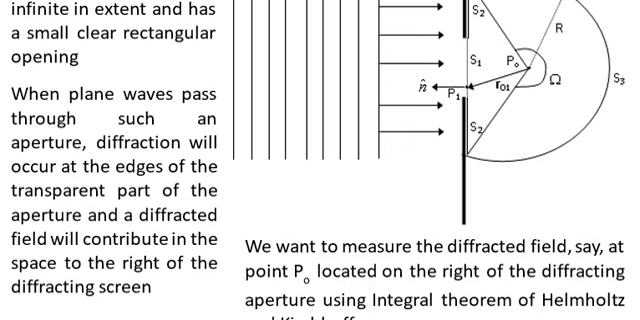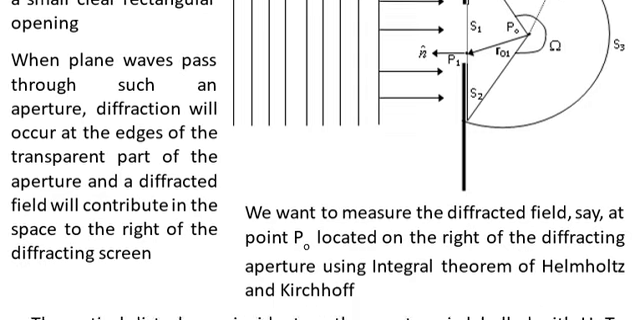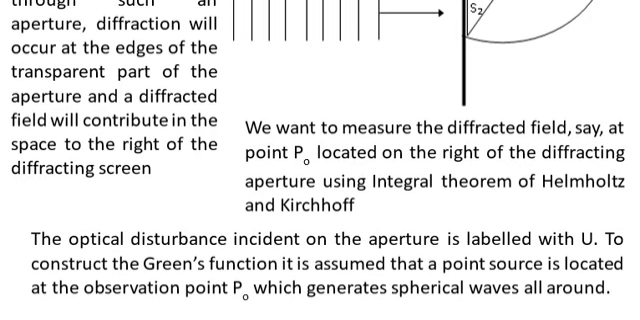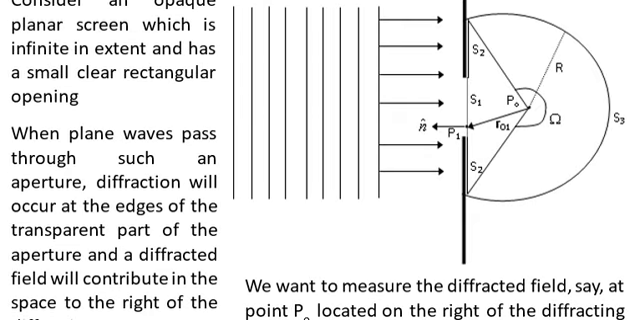When plane waves pass through such an aperture, diffraction will occur at the edges of the transparent part of the aperture, and a diffracted field will contribute in the space to the right of the diffracting aperture, that is at point P0. We want to assume the diffracted field, say at point P0, located on the right side of the diffracting aperture, using the integral theorem of Helmholtz and Kirchhoff. So we are going to calculate the field at point P0 due to the Helmholtz and Kirchhoff theorem.